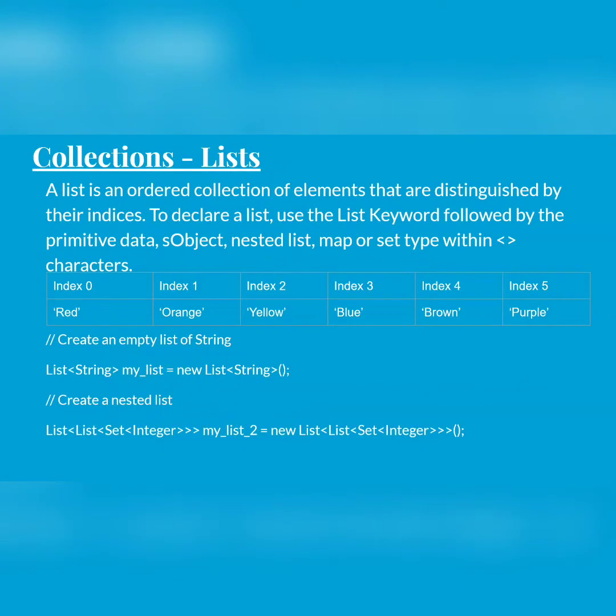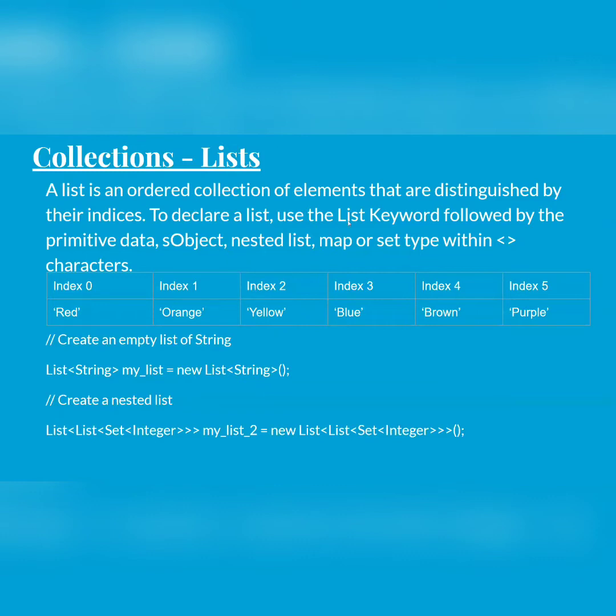So let's see what is in the collections. The first thing we have seen is the list. A list is an ordered collection of elements that are distinguished by their indices. So every element will have an index. It is very similar to an array. As you must have seen, in brackets 0 you have one value, then in brackets 1, and so on. Those are 0, 1, 2, 3, different indexes, and then you have values for every index.